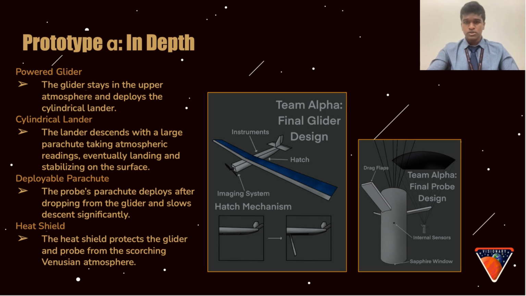This design, where the 2 crafts are specialized for 2 different parts of Venus, allows us to study Venus as a whole while being able to operate for a more prolonged period of time. Now moving on to Sigma Team's prototype.